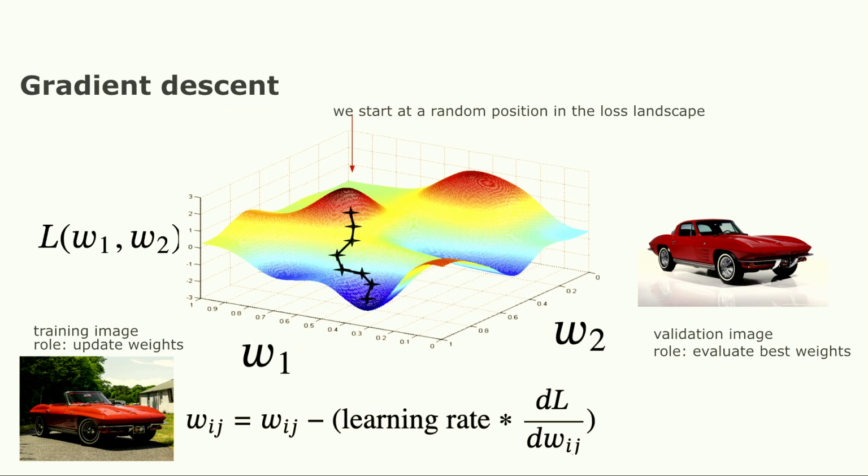and update the weights. However, it's also important to monitor the performance of the loss on the validation set, the validation image. And we want to keep the weights where the validation loss is minimized. This tracking is super important when we train a neural network.